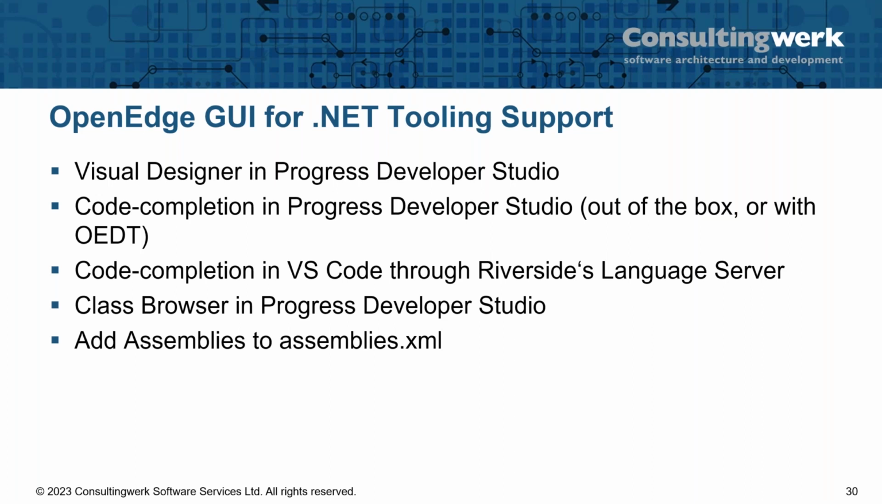both when you use the out-of-the-box editor, but also when you use OEDT, which is an extension to the Progress Developer Studio, not from Progress Software, but from Riverside, which is also a third-party tool vendor for OpenEdge developers. They are providing a language server for use in Visual Studio Code, and that also provides nice code completion for .NET Framework classes. There's a class browser, there's a tool to maintain the reference to assemblies, so a lot of tooling support there.